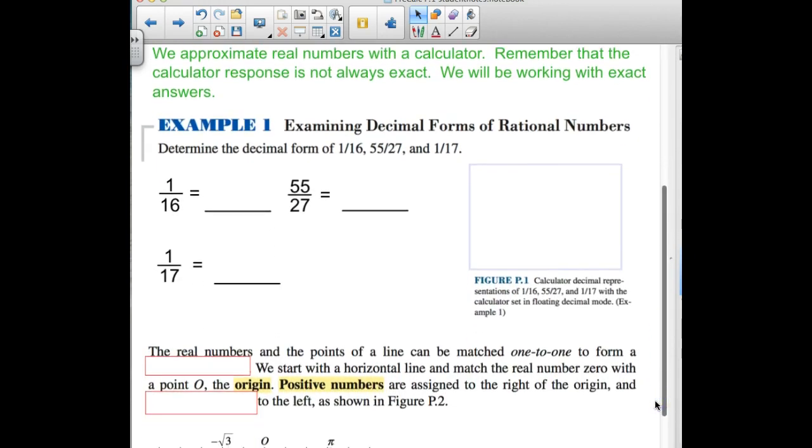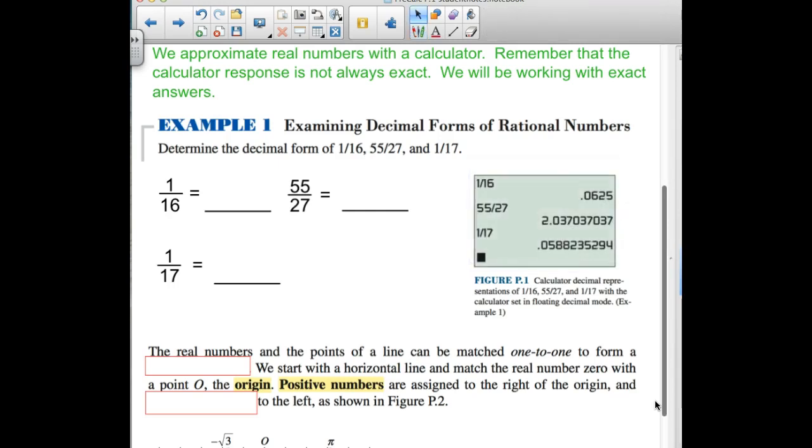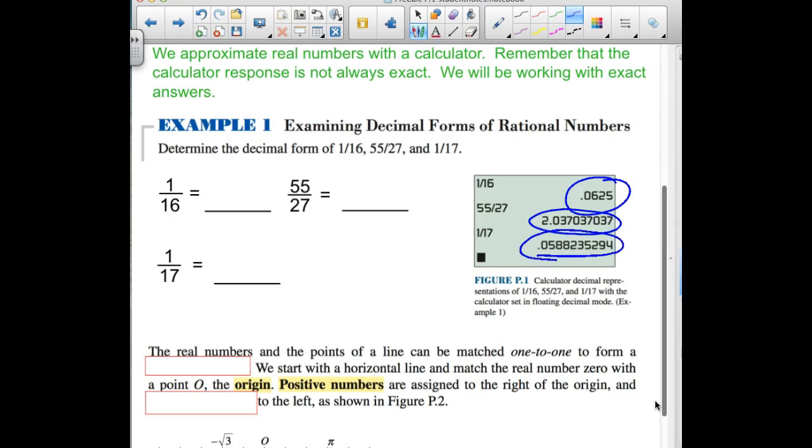All right, so just take a second, pause the video and work through example 1 here, looking at the different forms. All right, just to double check. If you type in 1/16, you should get 0.0625, which is a terminating decimal. If you type in 55/27, you do get a repeating decimal. And if you type in 1/17, you get an unending, non-repeating, non-terminating decimal.